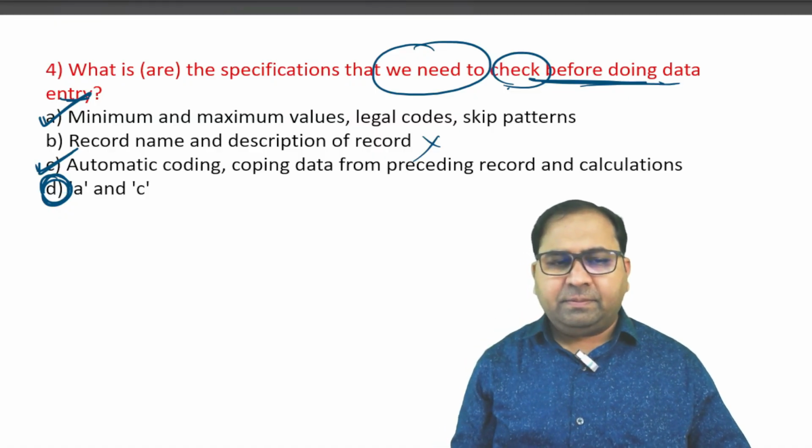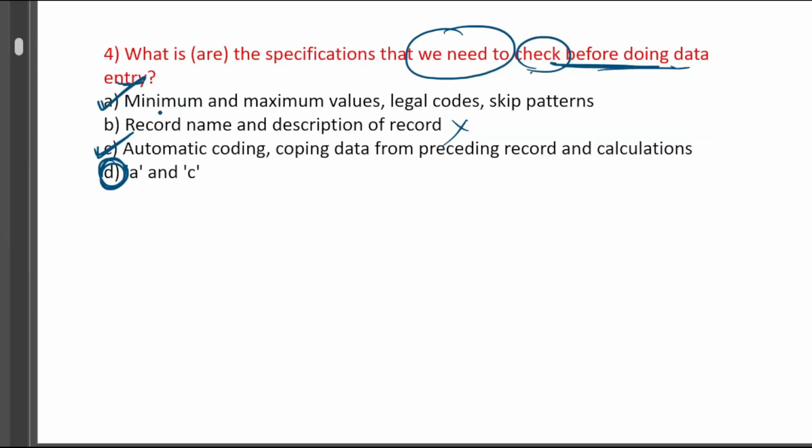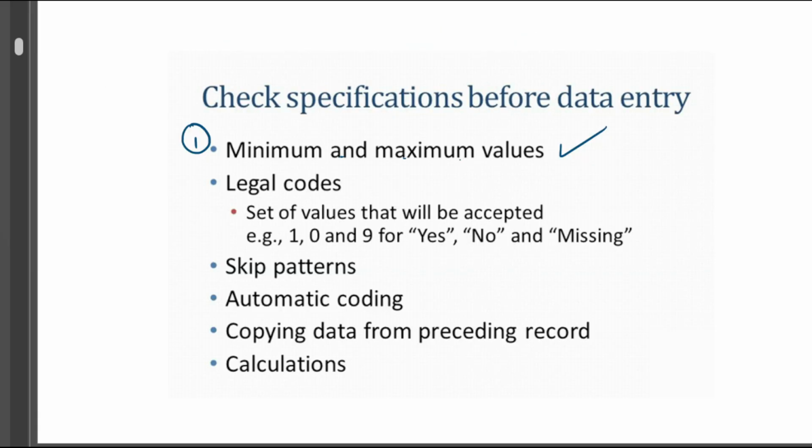Now let us see the chart. See this slide. It is speaking regarding the checking of specifications before data entry. The first point itself mentions minimum and maximum values, which is there in our question. The first option, or the A option, was minimum and maximum values. Then legal codes and skip patterns. They have spoken regarding the legal codes. They have mentioned the skip patterns also. Okay, so we got option A.